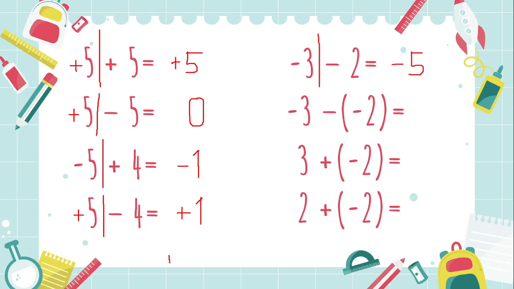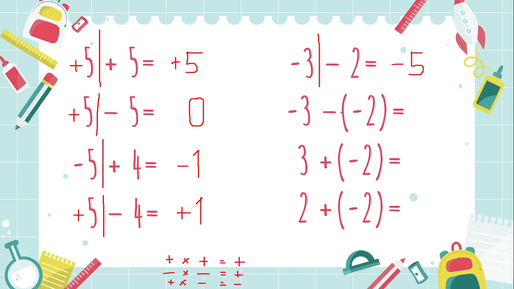If we are going to multiply two like signs, say for example positive times positive, the result will be a positive number. And if we multiply negative and negative, the result is also a positive number. But if we multiply unlike signs, say for example a positive and negative, or vice versa, negative and positive, the result will be negative.